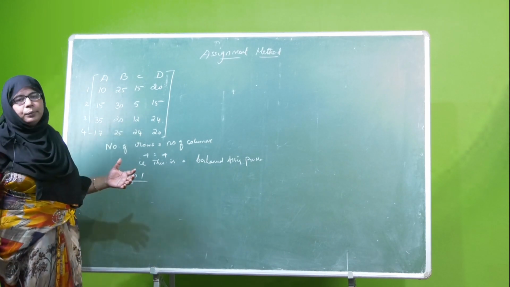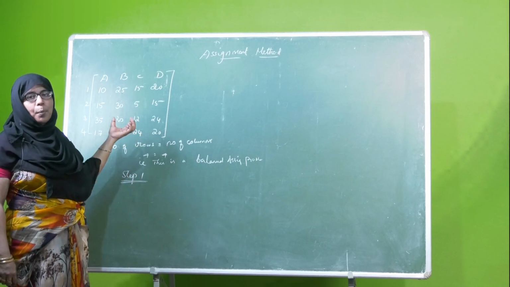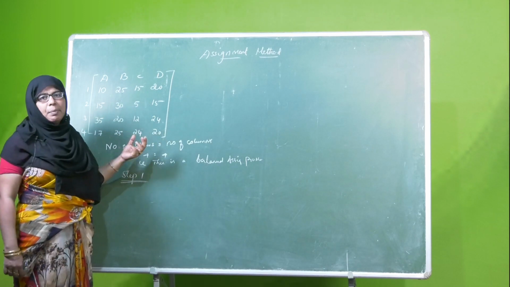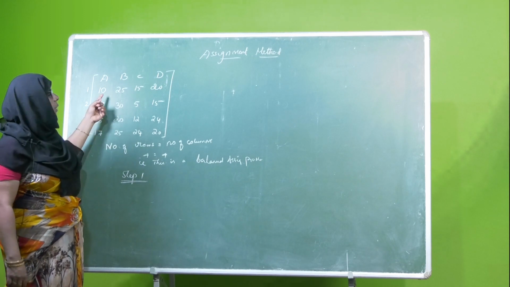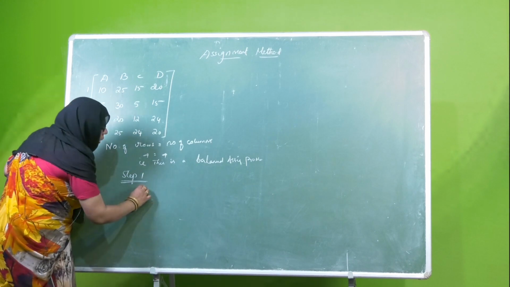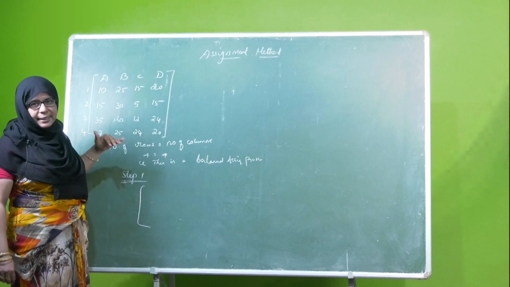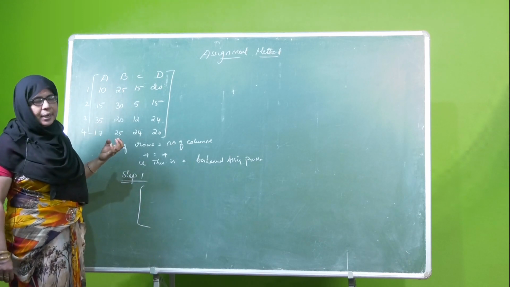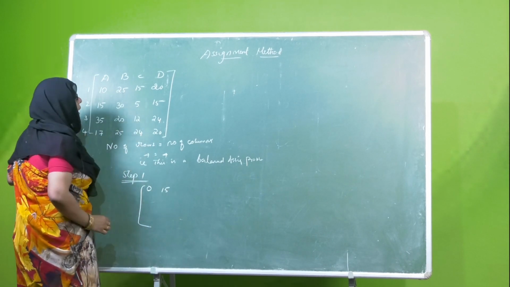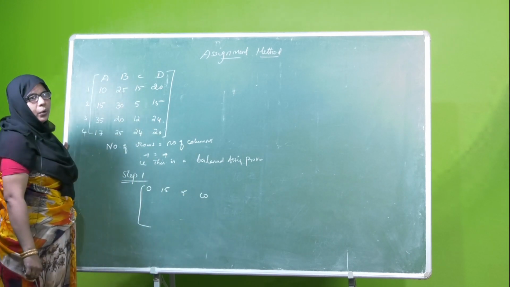What is step 1? In each row, we have to subtract the smallest element of that row. So, what is the smallest element in the first row? 10 is the smallest element in the first row. So, we subtract 10 from all the elements, including 10 itself. So, we are getting 0, 15, 5 and 10.